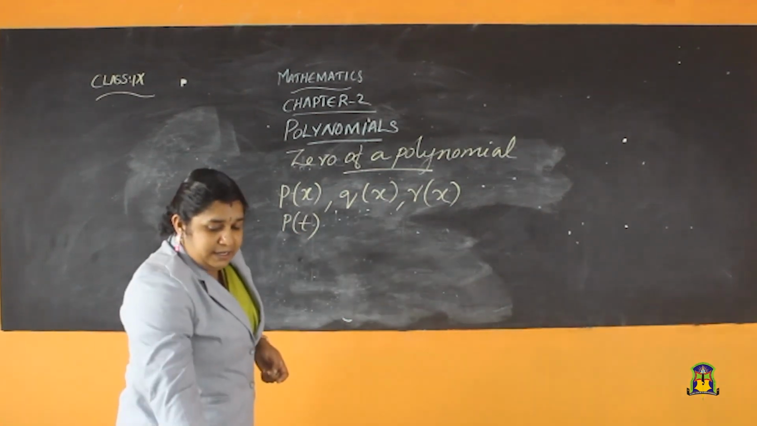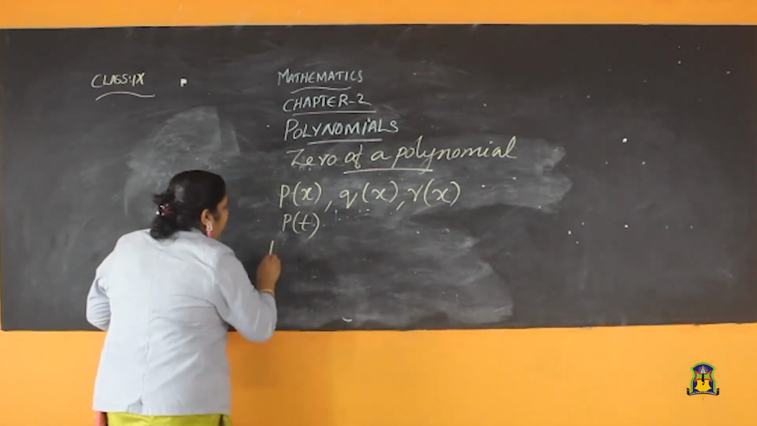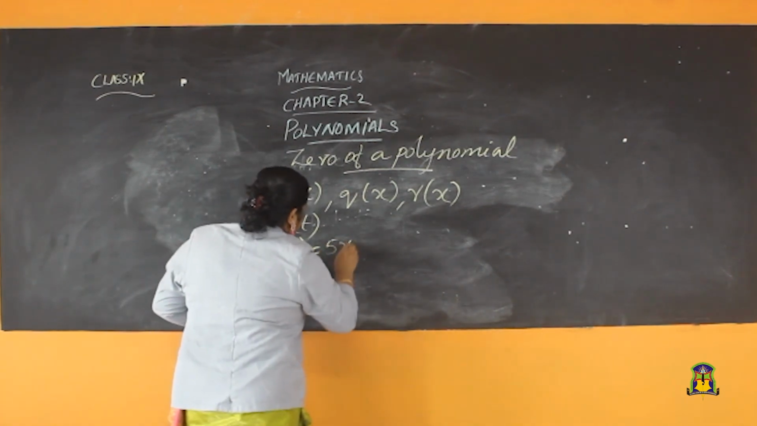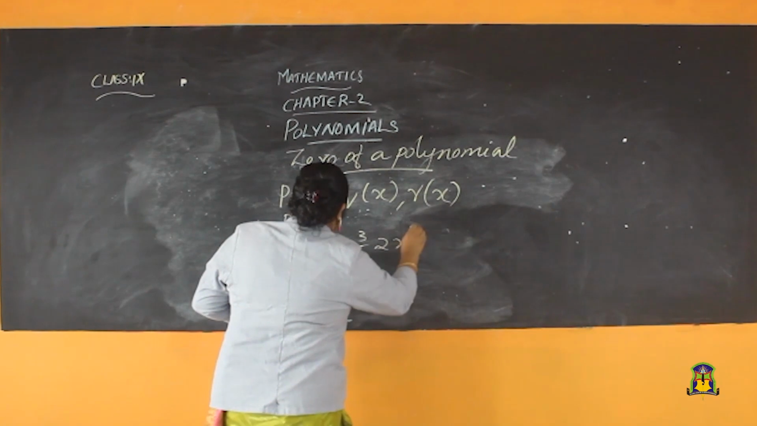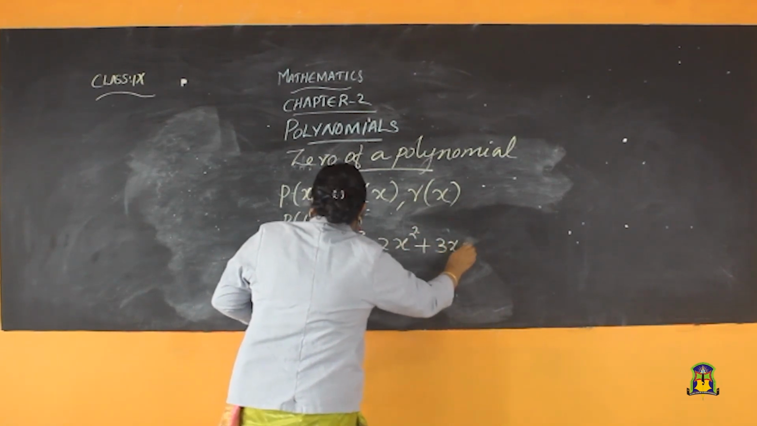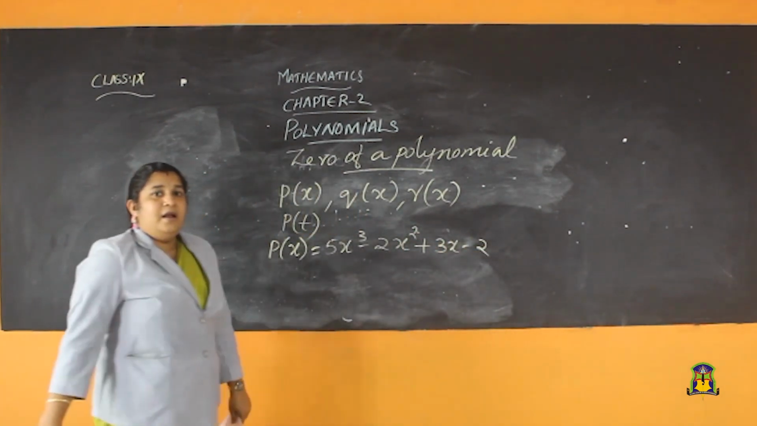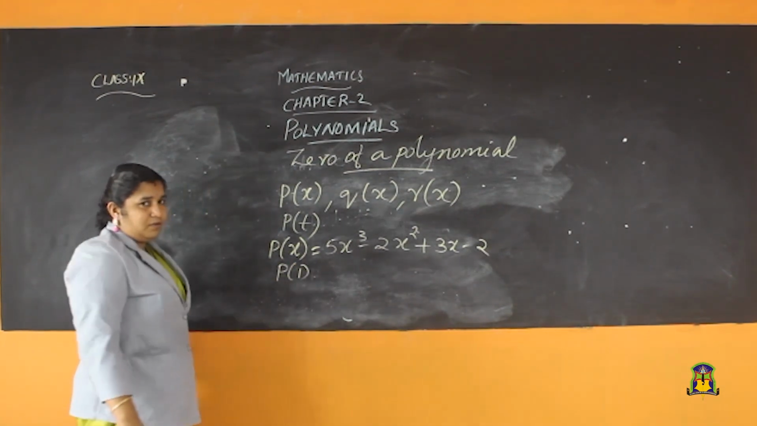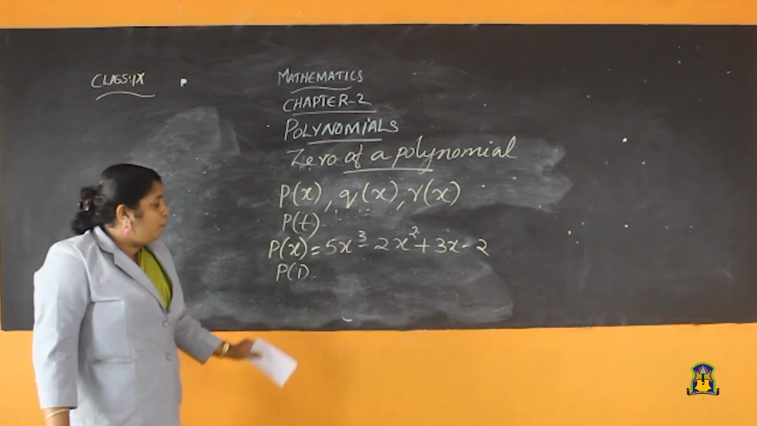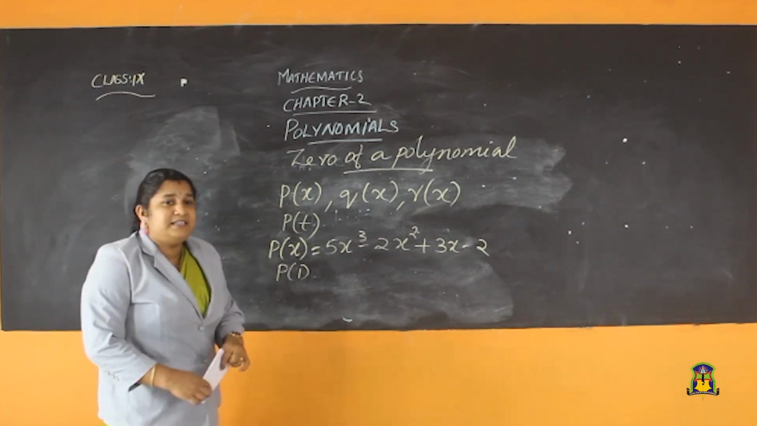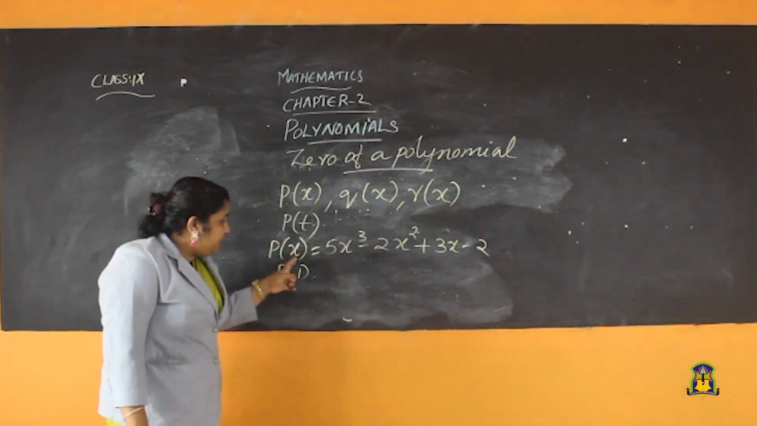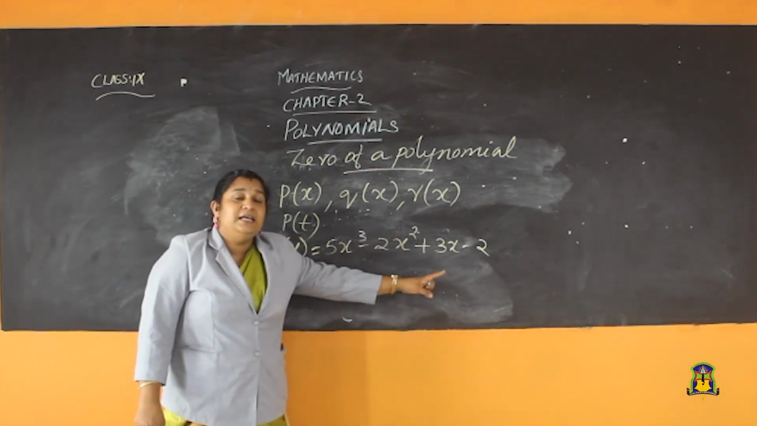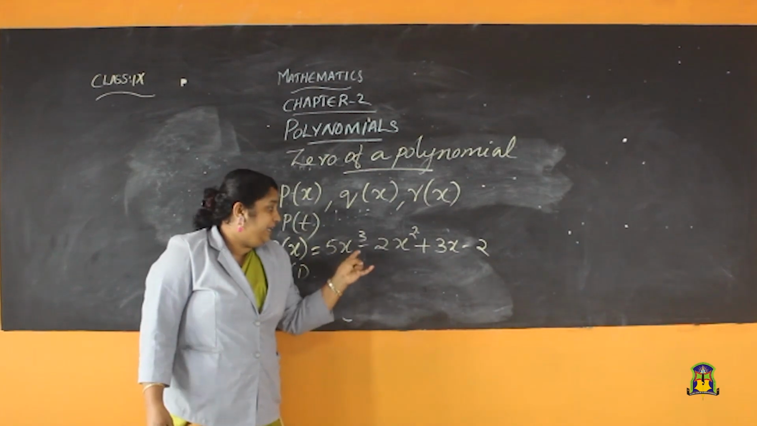Okay, for example, here I am having a polynomial, p of x is equal to 5x cube minus 2x square plus 3x minus 2. I want to find out p of 1. That means in place of x I wrote 1. That means here also wherever x is there, there you must put x as 1.